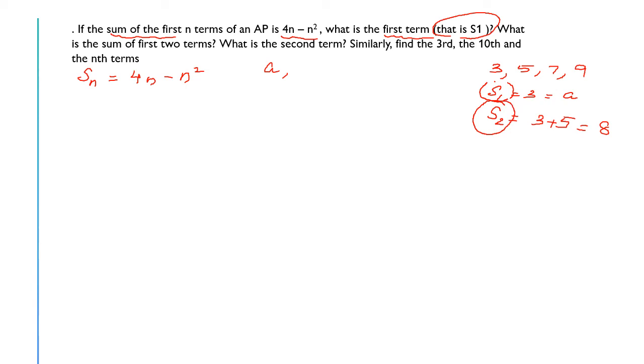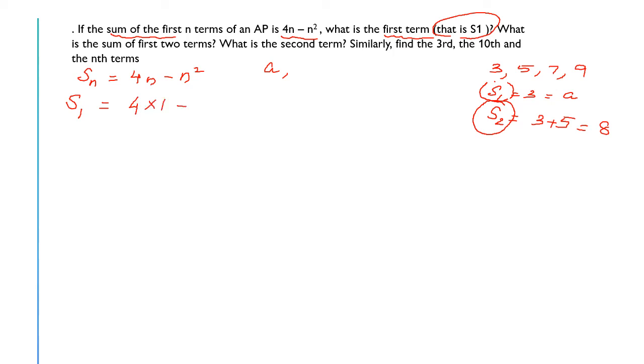Now the question here: what is the sum of first two terms? What is the second term? Similarly, find the third, 10th and nth term. Now let us see here. If they have given Sn equal to 4n minus n square, so if I put S1, first term, what will be that?